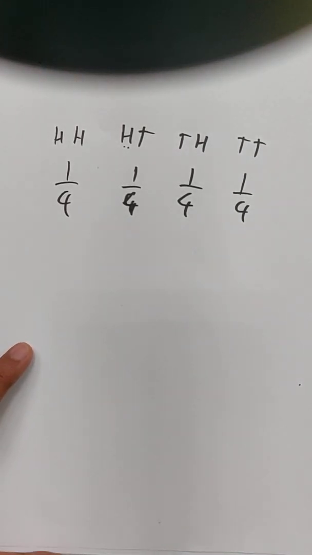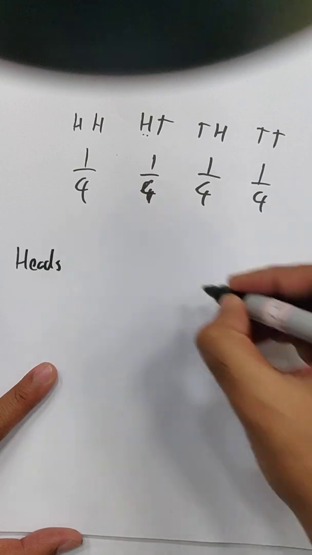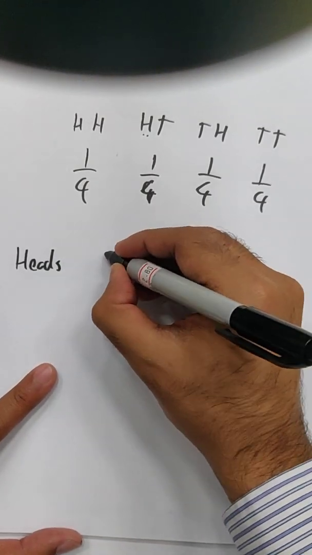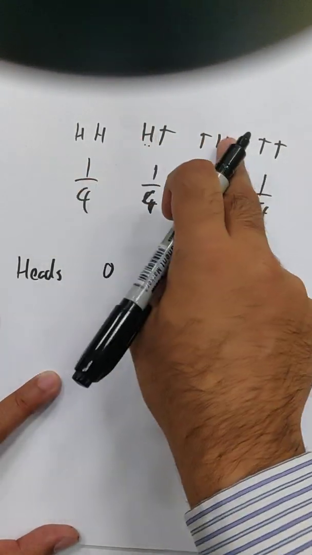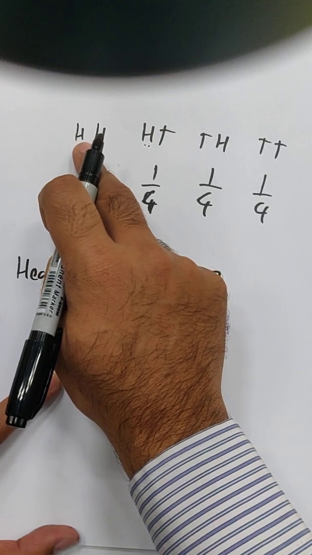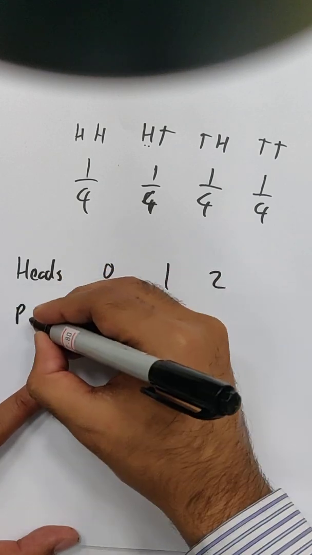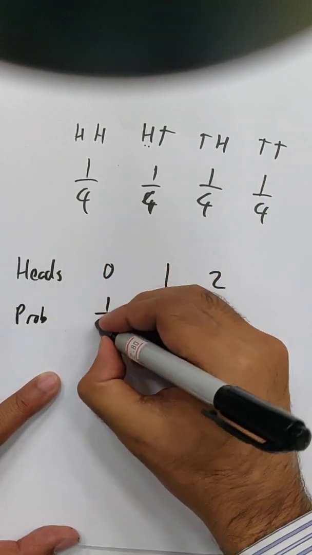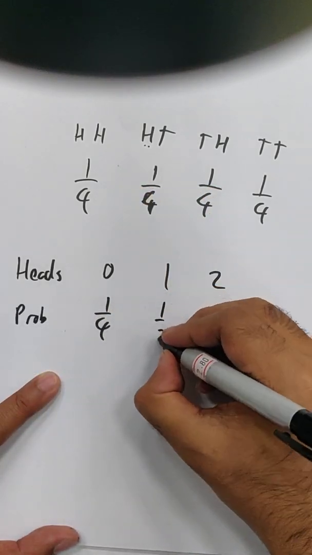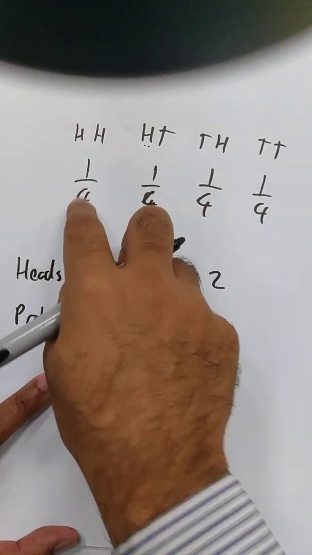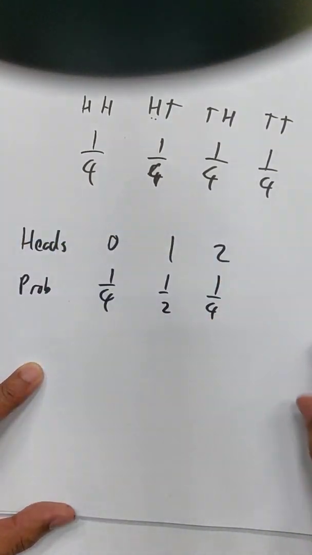Then I can ask this sort of question: what's the probability for you to get heads? I can say 0 heads, 1 head, or 2 heads. So what's the probability for me to get 0 heads? 1 over 4. What's the probability for me to get 1 head? 1 over 2. What's the probability for me to get 2 heads? 1 over 4. So mostly for this topic we are going to do this sort of table.